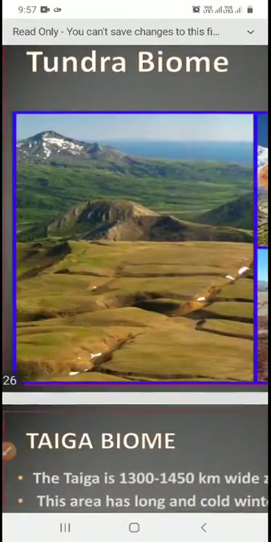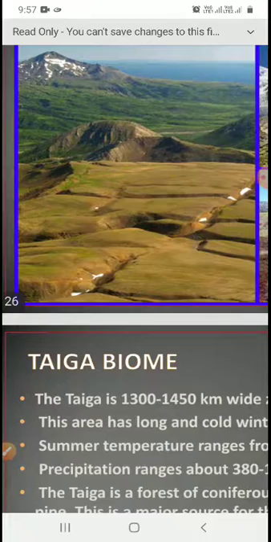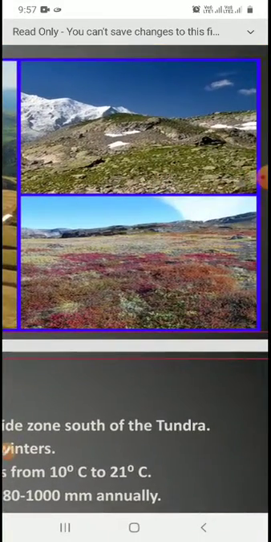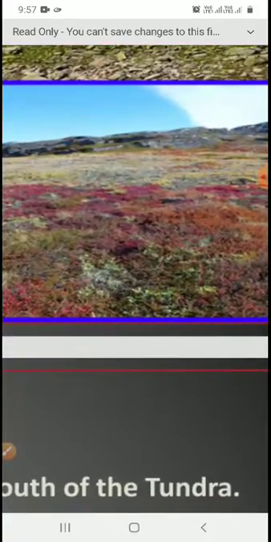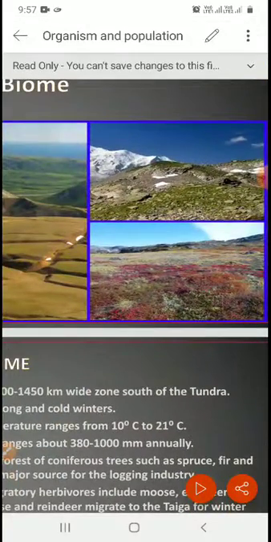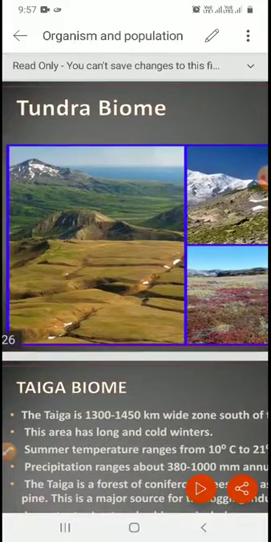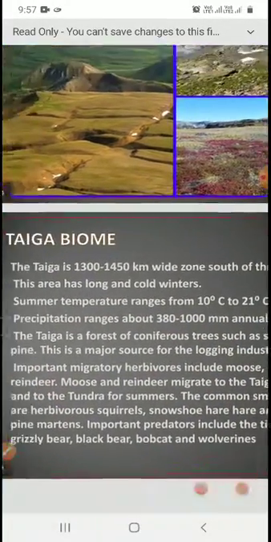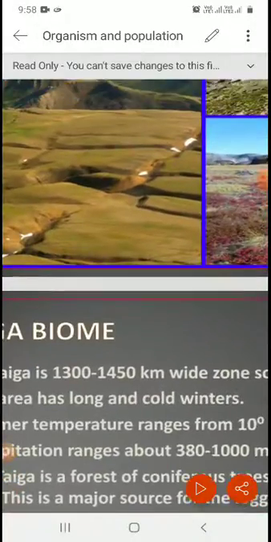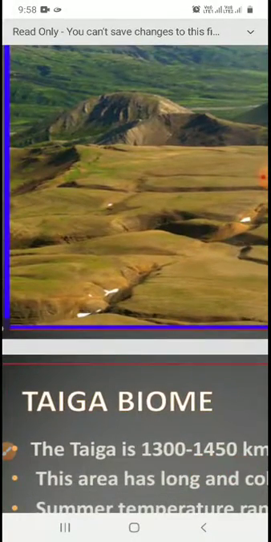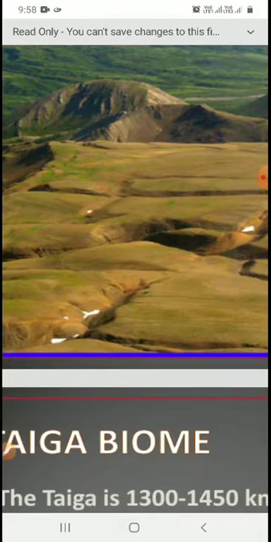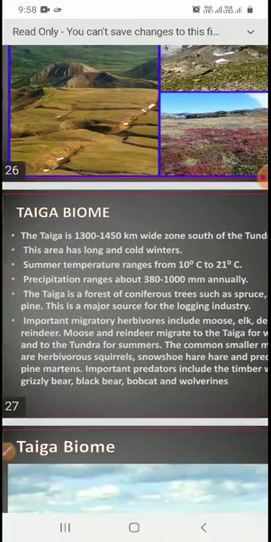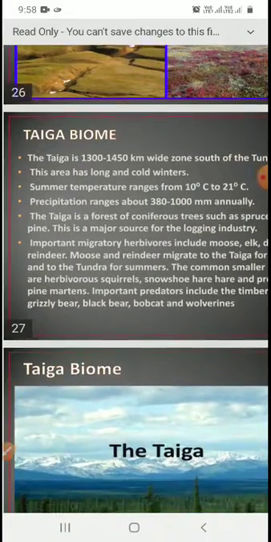In this place, the taiga is a 1300 to 1450 kilometer wide zone. It is south of the tundra. It looks like very grassy land, and this also is grassy land. This place we call the tundra. In this area there are long, cold winds. It is so cold. See, look at the picture. It is very nice; most films are shot in that place.